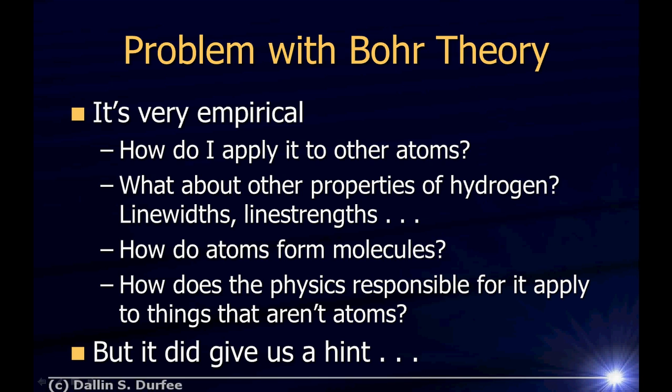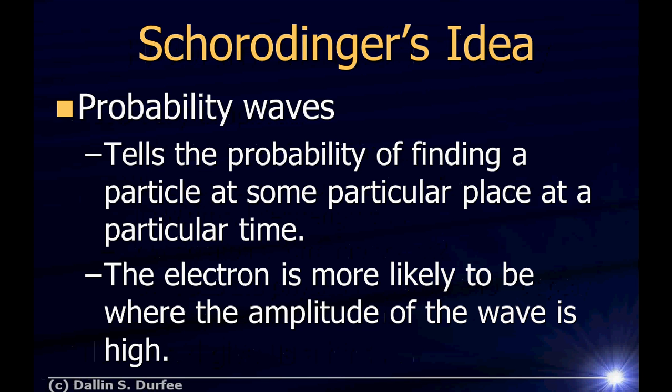And it turns out what is going on is electrons behave like waves, just like Planck postulated, just like Davisson and Germer measured. All right? So here's Schrodinger's idea. Schrodinger comes along and he says, look, electrons are waves. These waves are probability waves.